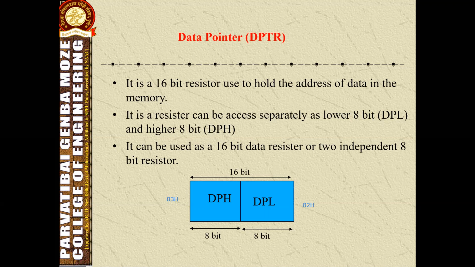We cannot assign a single address to the data pointer. There are two different addresses, one for DPL and one for DPH. If we want to assign a 16-bit address, we have to go one by one. First we go through this address, and after that we move to the next. This is about the data pointer.